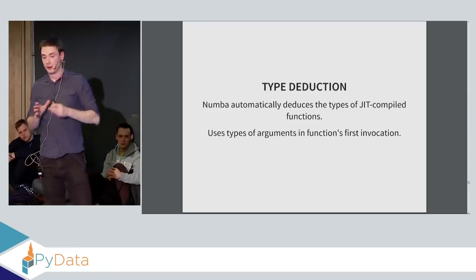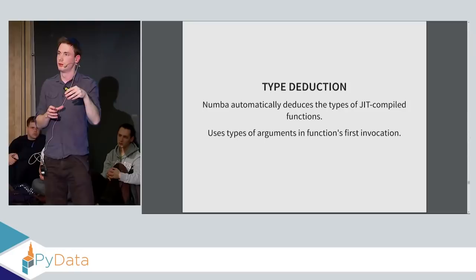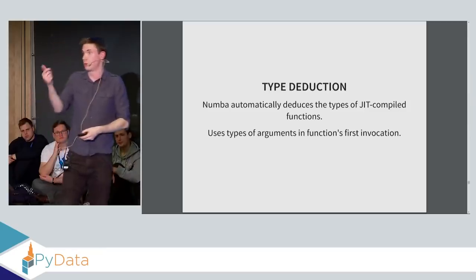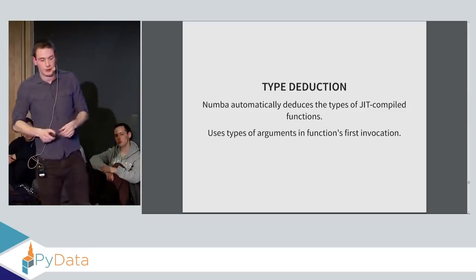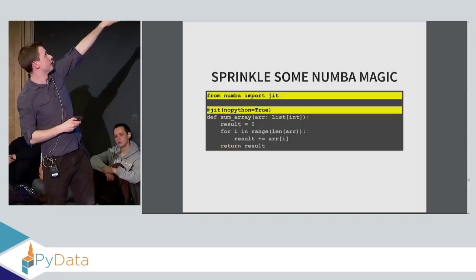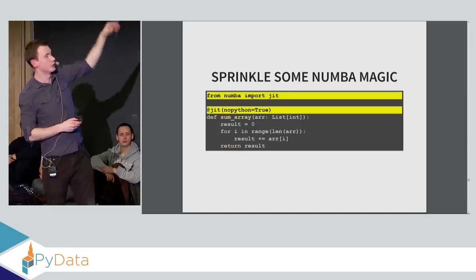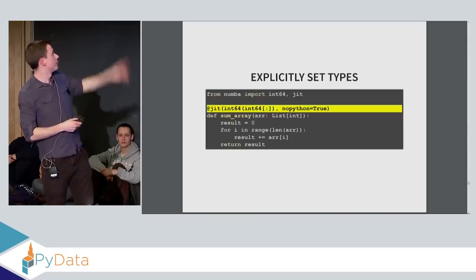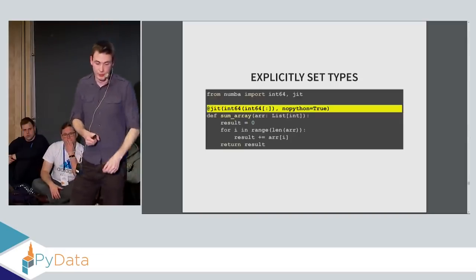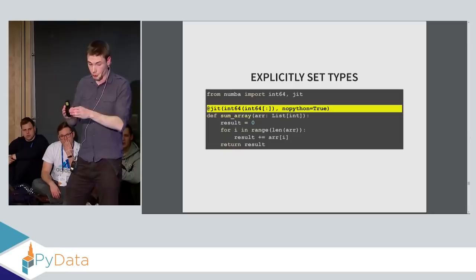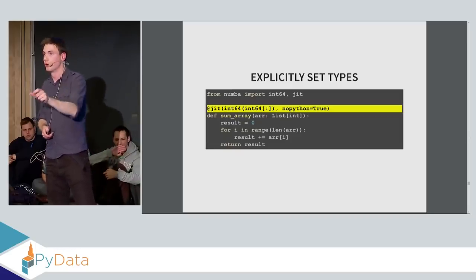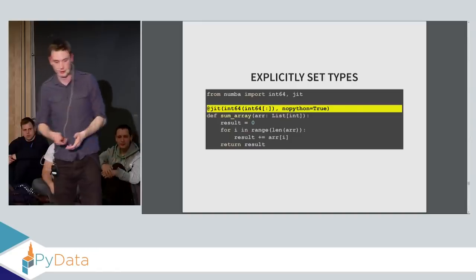Now, Numba needs to know the types in the function in order to know what types to use in the native compiled machine code. Because with compiled code, the types have to be static. They have to be known in advance. So it uses the types of the first invocation of the function in order to determine what the types will be. You can also explicitly specify them. So here you can say, well, jit the function, but make sure that the return value is an int64 and that the input array is an array of int64s.